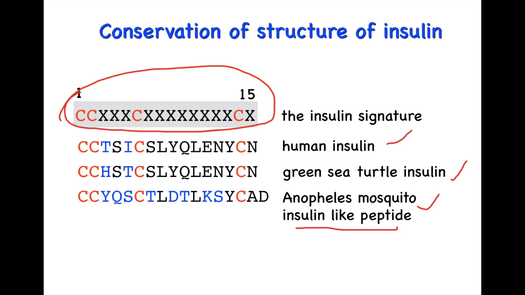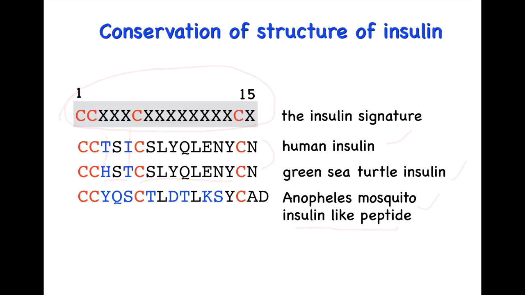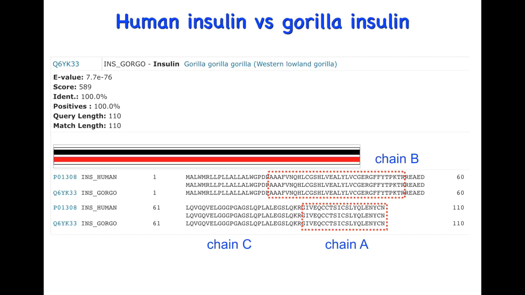And interestingly, the human and the green sea turtle, this portion of the insulin molecule, it hasn't changed much really. There's this change here and this change here. But otherwise, the rest of it is the same. So we see the conserved cysteine motifs that characterize the insulin family. It's conserved across these 3 species, which span a wide range of evolution.